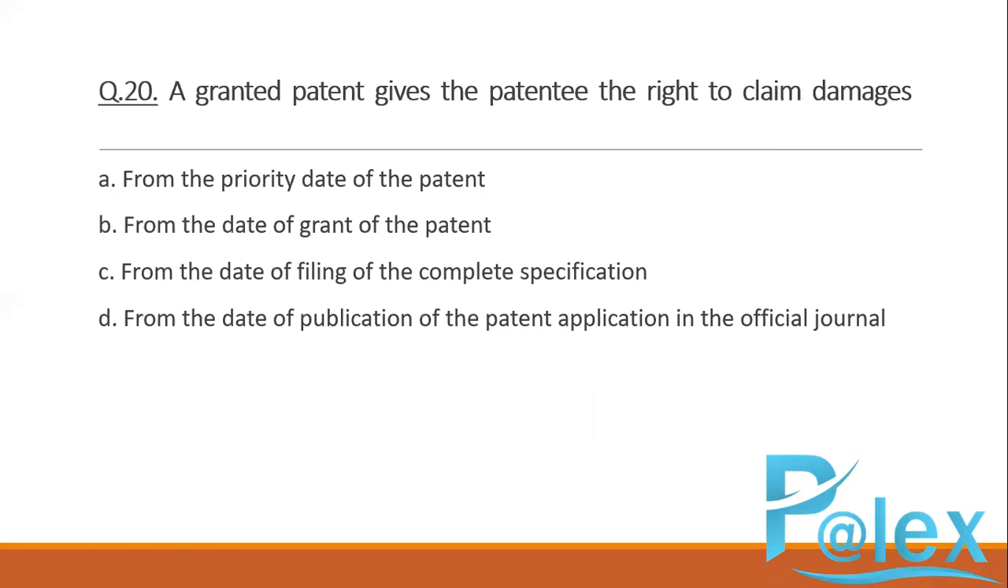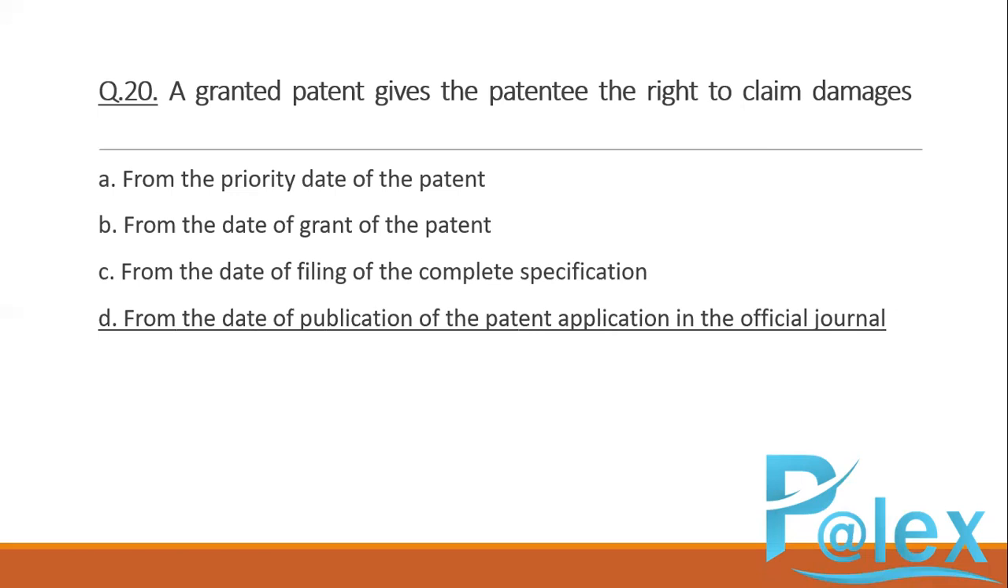A granted patent gives the patentee the right to claim damages now from the priority date, grant date, date of filing of complete specification, or from date of publication in the official journal. The correct answer to this is date of publication. This is the significance of publication of an application basically.